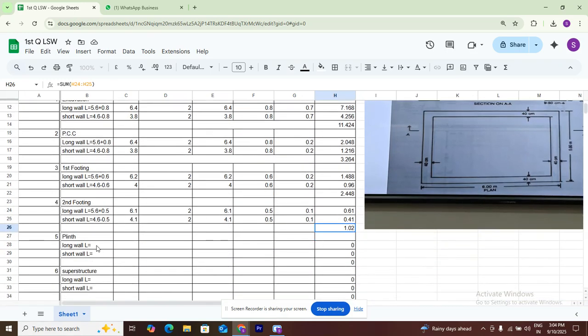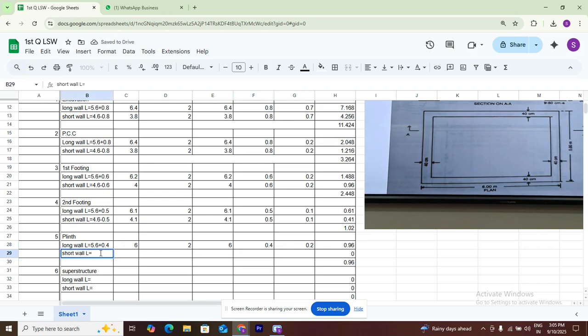Okay, first the center to center of the long wall is 5.6 plus, we're adding the wall thickness on either side. Number of long walls: two, and the width of the wall is 0.4 for length, and thickness is 0.2, 20 centimeters. That's why.